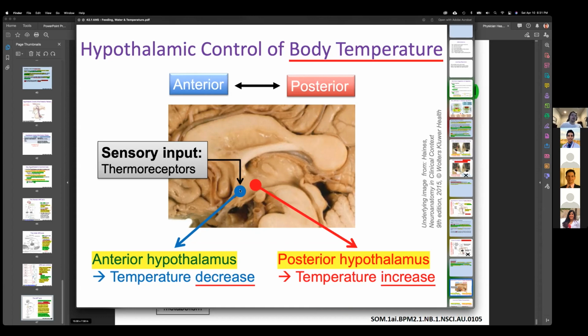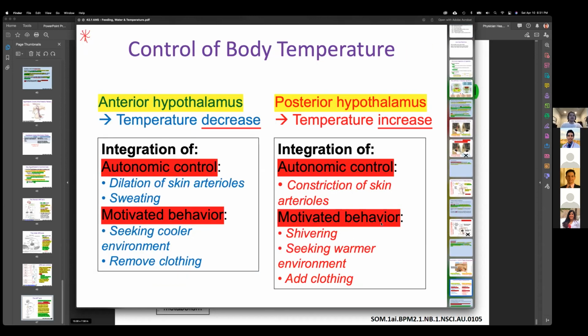So they can ask you that, so don't get tripped up. If you're hot, you're going to activate your anterior hypothalamus to decrease your temperature. If you're cold, you're going to activate your posterior hypothalamus to increase your temperature, okay? Because those are easily tripped up.